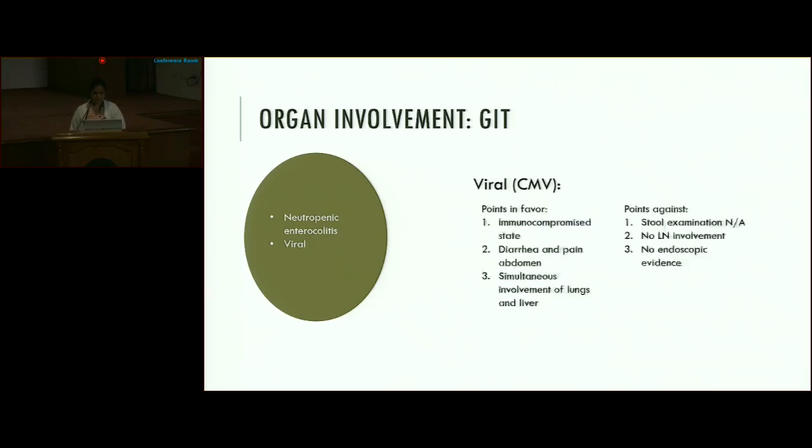However, we cannot rule out a viral etiology, that is CMV colitis, because the points favoring it are an immunocompromised state, diarrhea, pain abdomen, and simultaneous involvement of lungs and liver, which can happen in CMV. However, the points against it are there is no lymph node involvement, and we do not have any supportive stool examination or any endoscopic evidence. So, keeping in view the available information, we'll keep neutropenic enterocolitis as the first possibility.